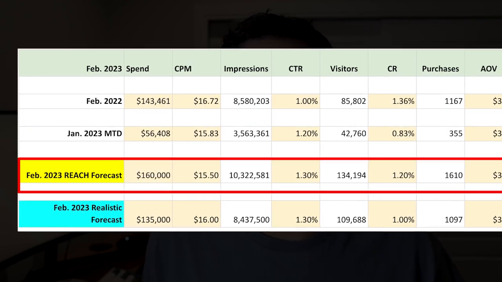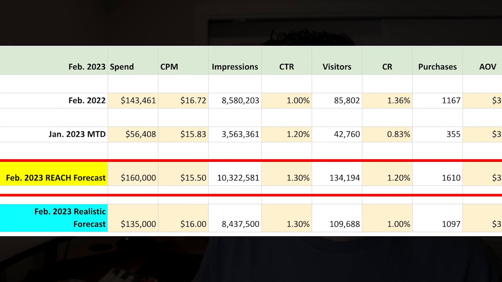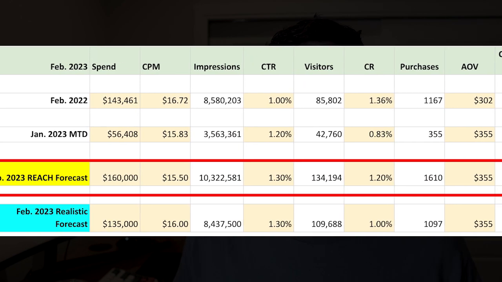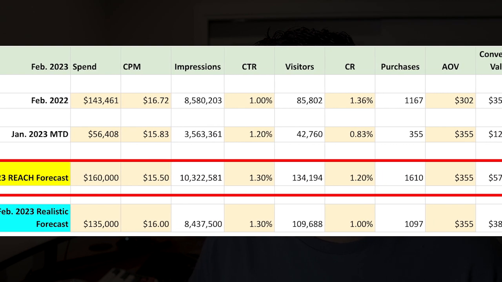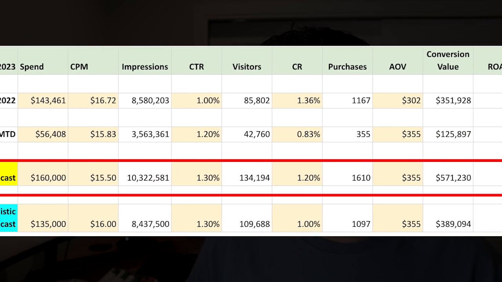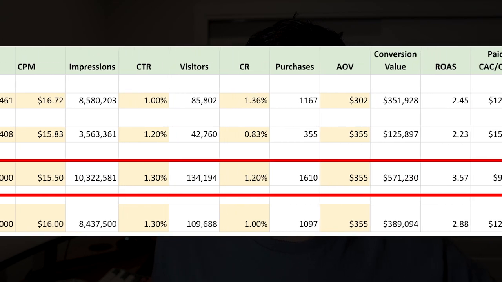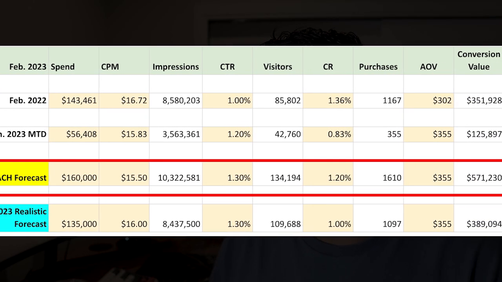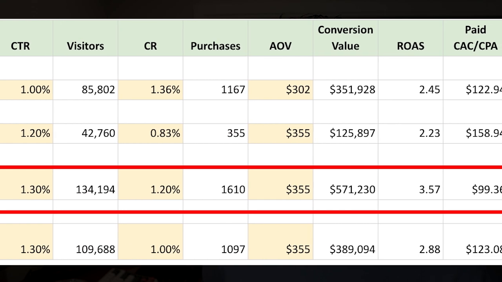Now you can see that I also have a February reach forecast, which is something that I think is unrealistic to actually occur, but it shows what these core metrics would need to look like to actually create the outcome of, for example, a 3.57 return on ad spend and a $99 CPA. You'll note in the February 2023 reach forecast that my CPMs are slightly lower than they were in January. We're also having a higher click-through rate, so we're going to assume that our ads are driving better click-through rates. Our conversion rate has also increased, which is more similar to what we saw in February of 2022. And our average order value is hopefully going to hold at a higher $355 AOV versus what we saw in February of 2022, which was only a $302 AOV. All of those core metrics amount to the outcome of a 3.57 ROAS and a $99 CPA.